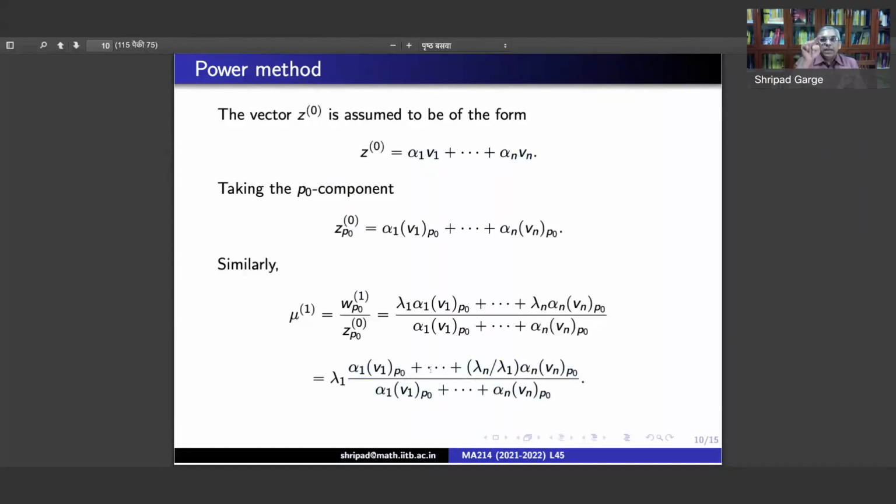The second will have lambda 2 by lambda 1, and so on. So this is the property of mu1, that it is lambda 1 times some complex number. Okay. Let's go to the next stage.